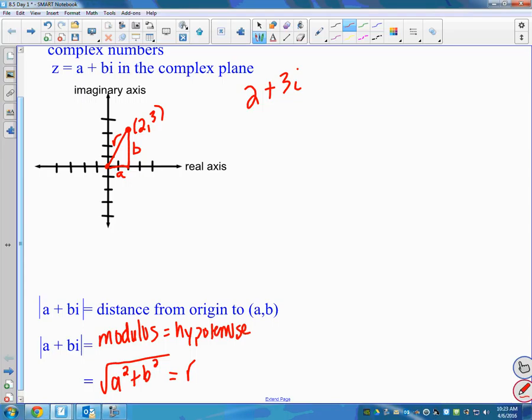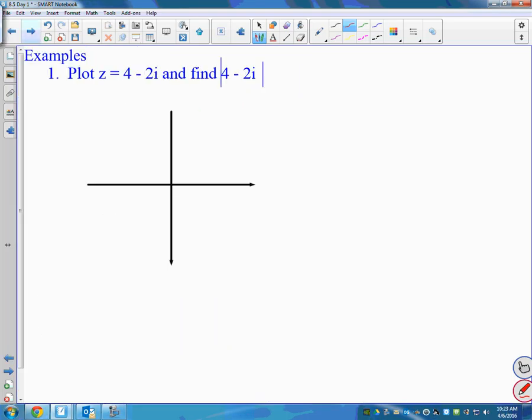So some of this today isn't so bad, it's just getting used to it, again talking about imaginary numbers. Look at the next line here. Plot 4 minus 2i and find the absolute value, which means find the distance, or the radius, or the hypotenuse. When you see that notation, you have to know that means distance, the magnitude.